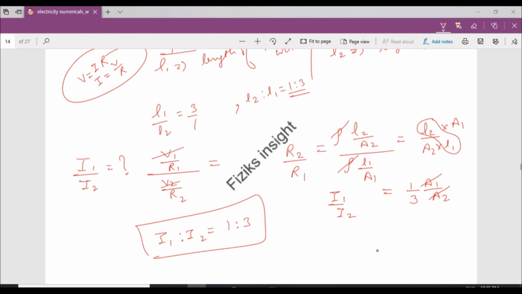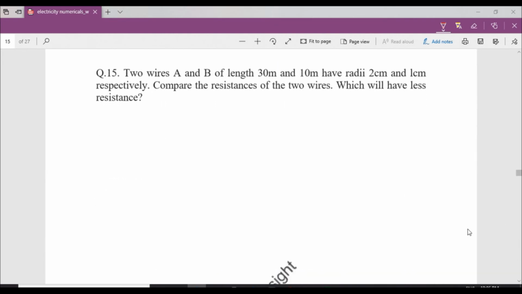Okay, so this is the next part. Two wires A and B of length 30 meter and 10 meter have radii 2 centimeter and 1 centimeter respectively. Compare the resistances of two wires. Which will have less resistance?